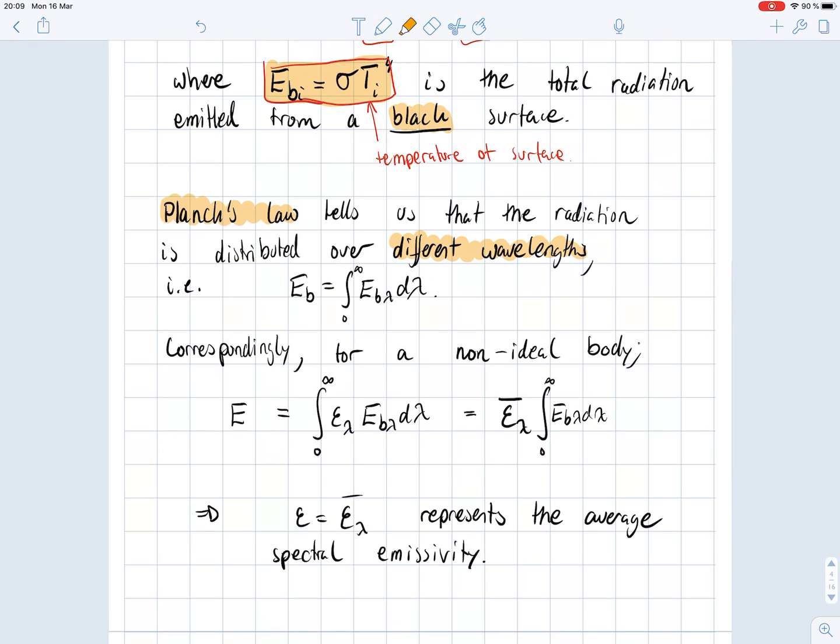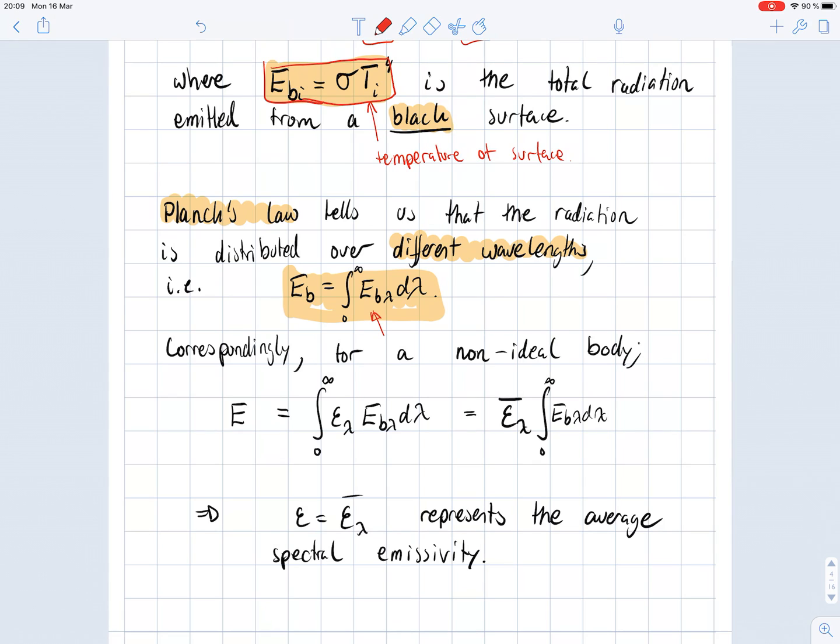So for Planck's law, we found that the black body energy flux, or emitted energy flux, is given by the integral of the radiative flux density over all possible wavelengths.